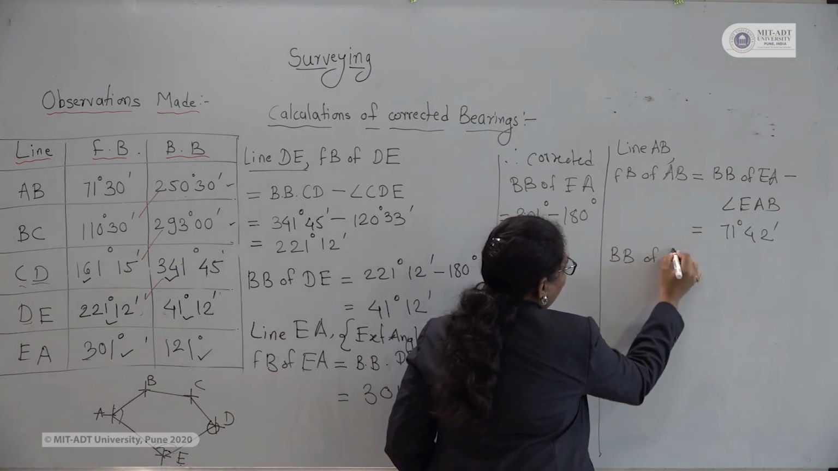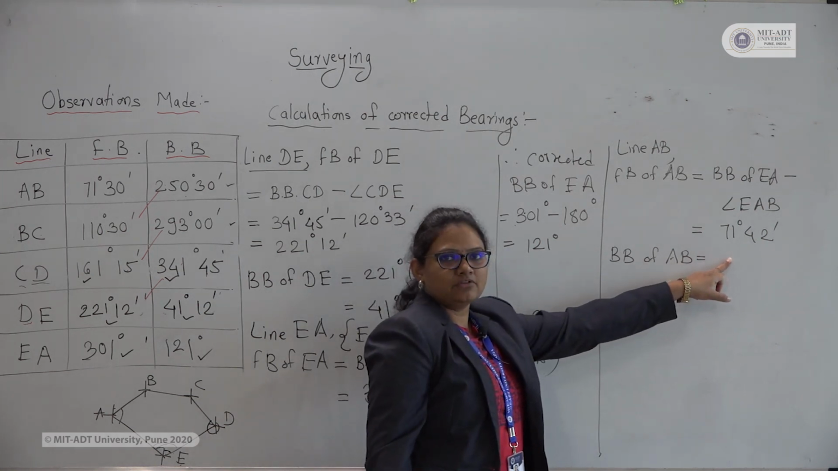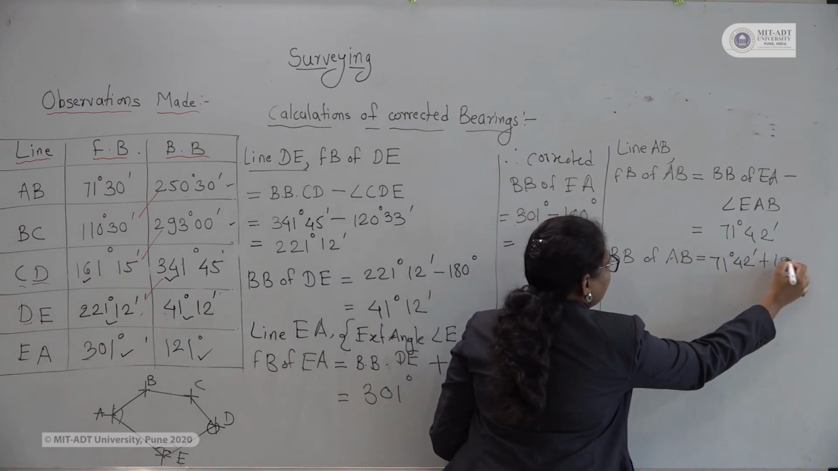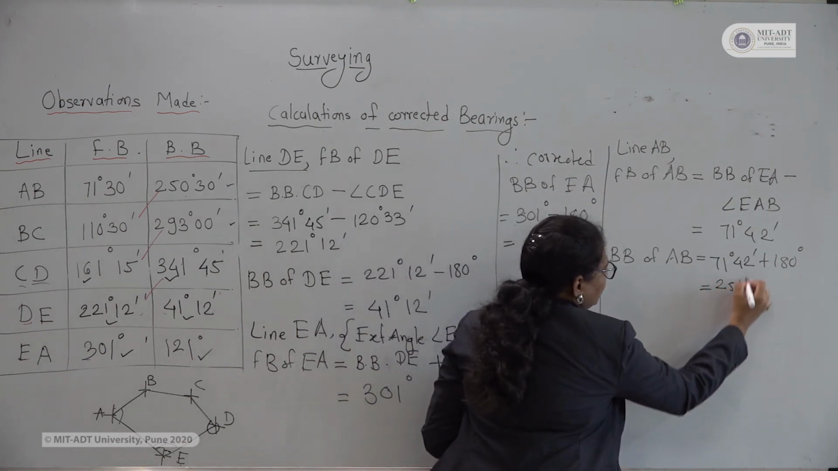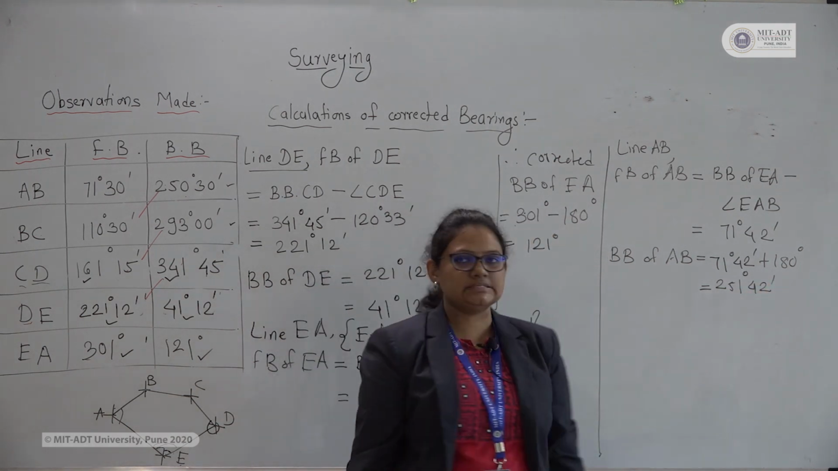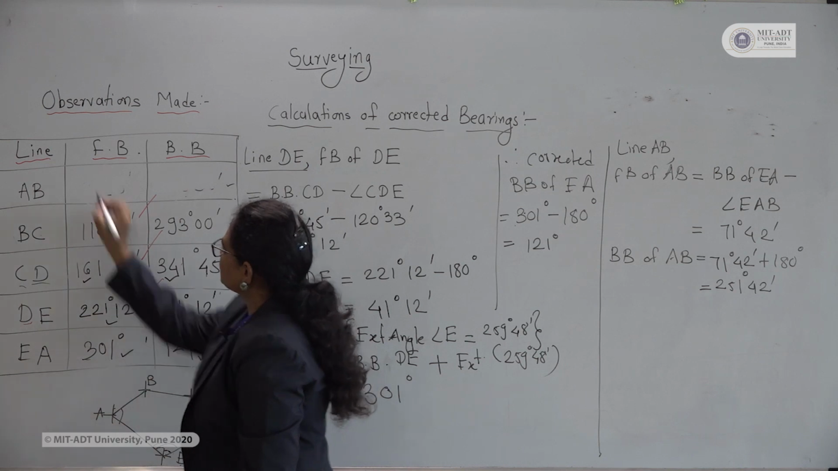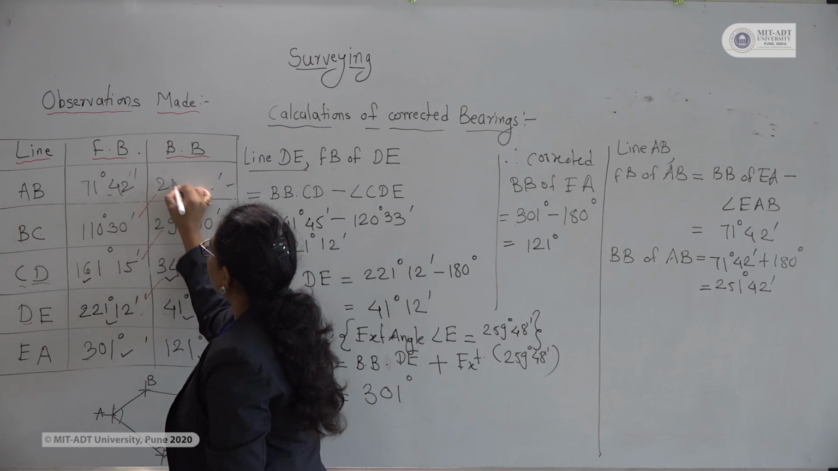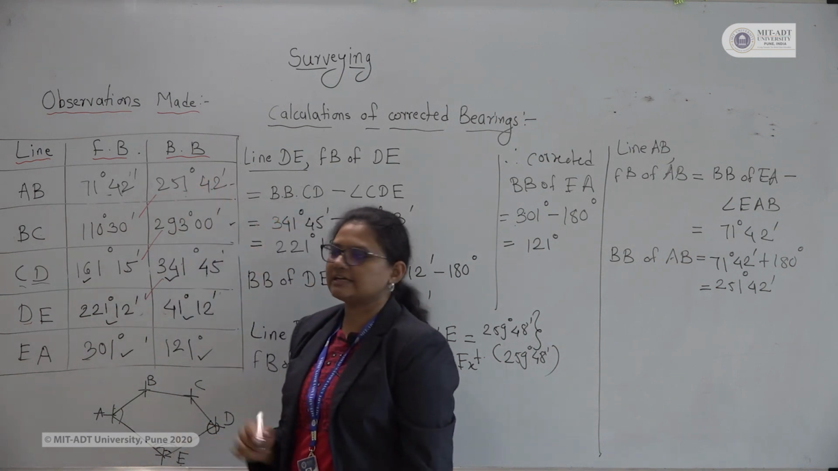Similarly, the back bearing of this AB will be equal to, now this 71 degree 42 minutes is less than 180 degree, so you have to add 180 degree to it. Therefore, 71 degree 42 minutes plus 180 degree will give you 251 degree and 42 minutes. So, these are the two corrected bearings of these two lines. Again we will simply write down the values here: 71 degree and 42 minutes, and 251 degree and 42 minutes. So, these are the corrected values.